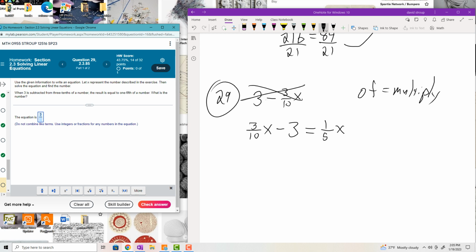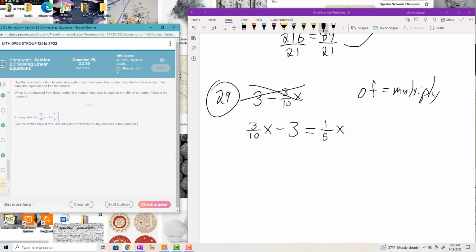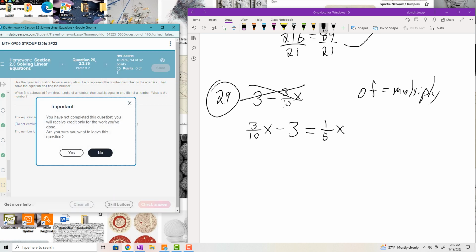And then you can just type in with your arrow keys. So I use my arrow keys to go up and down, and then over to get out of the fraction, and then minus 3 equals, and then in our fraction, 1/5, and then x. And then we're going to multiply through by 10 and solve.